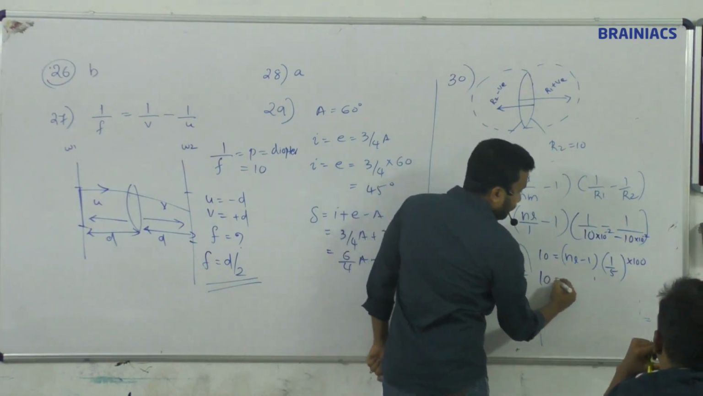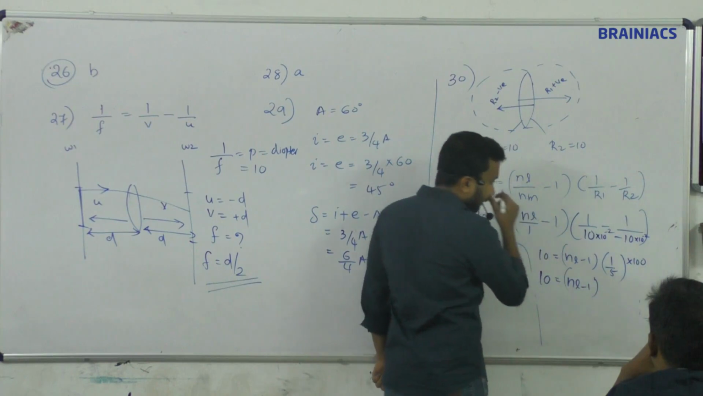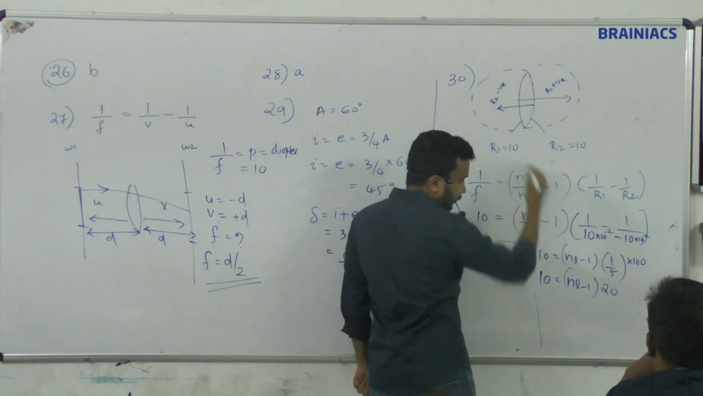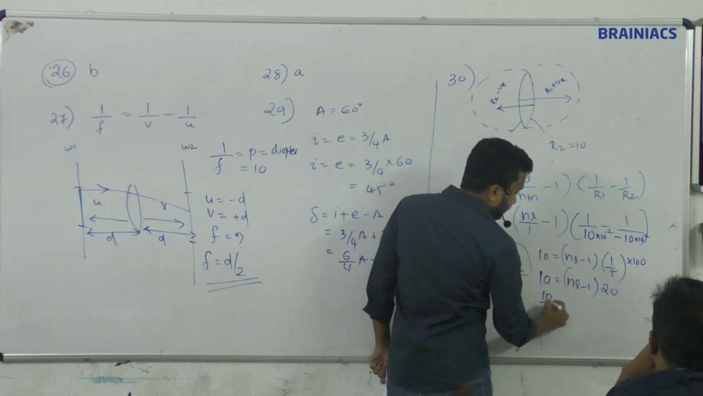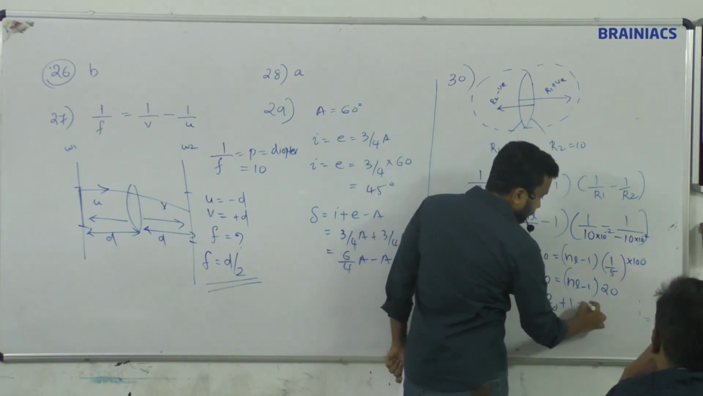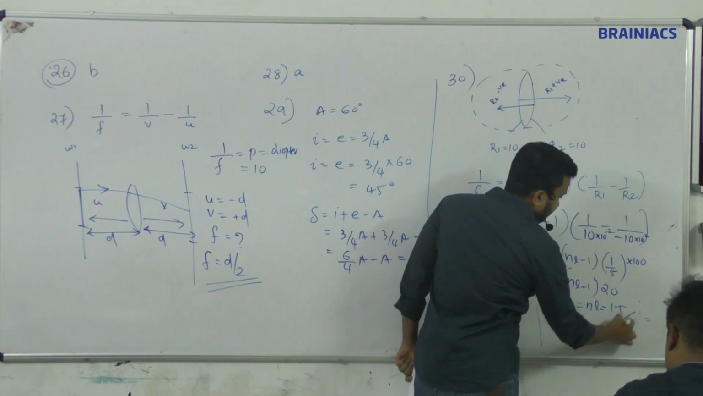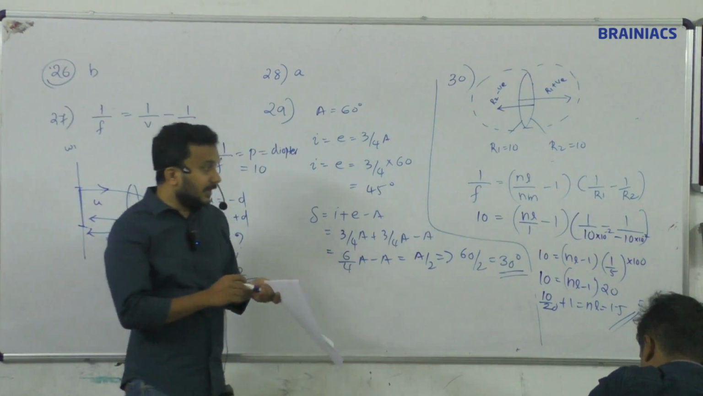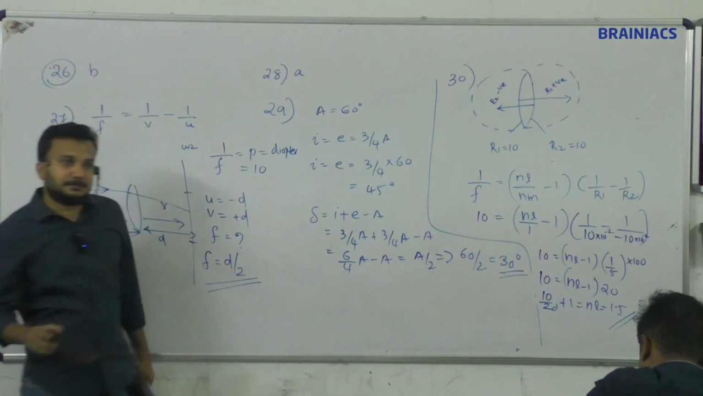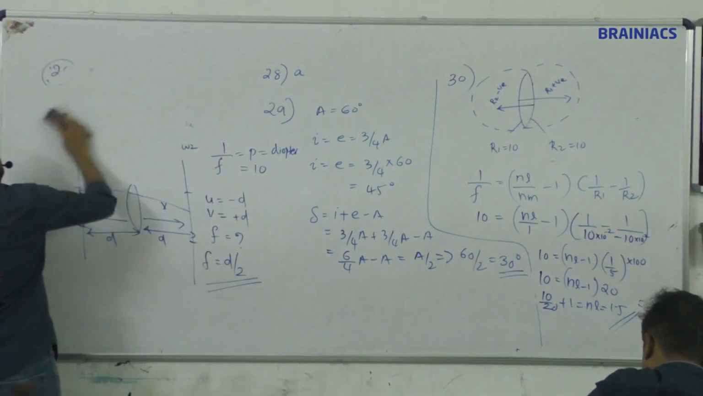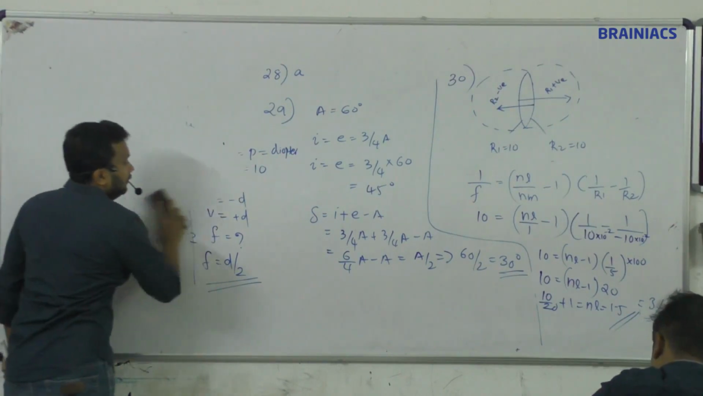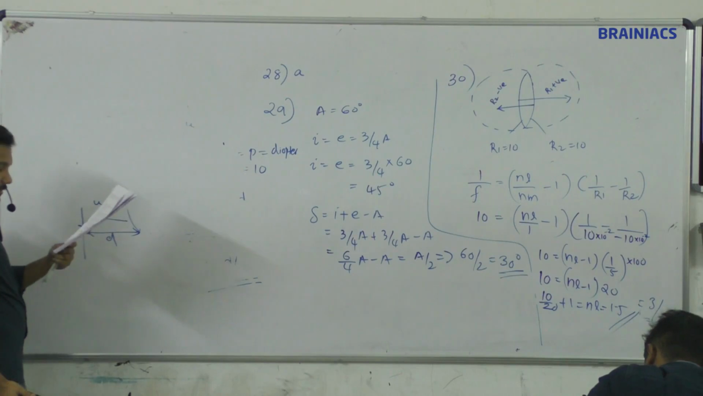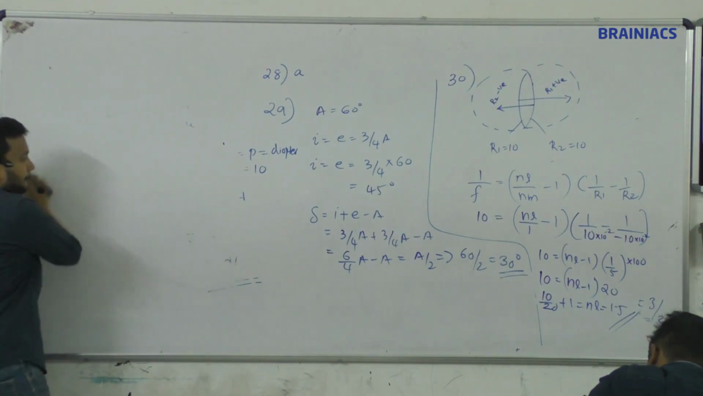So 10 equals n_L minus 1. 100 by 5, 100 by 5, 20. So 10 by 20 then. Okay, balance 1 is there, right? So 10 by 20 plus 1 is equal to n_L. So 1.5, which is equal to 3 by 2. I have not added the 1. Okay, fine. Is 3 by 2 there in the option? Question number 30, option A. Fine.